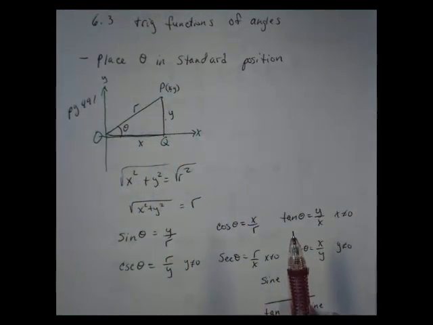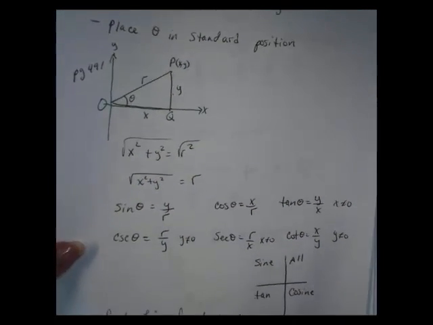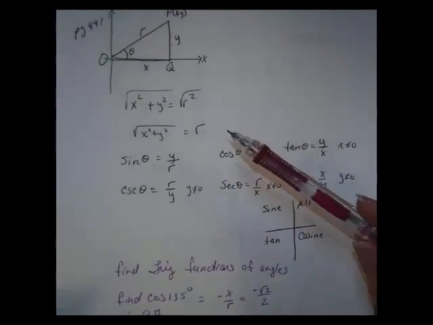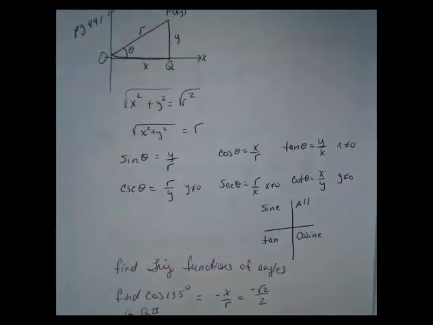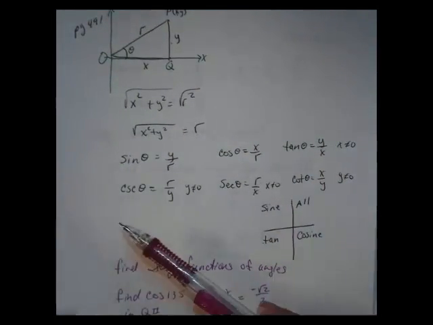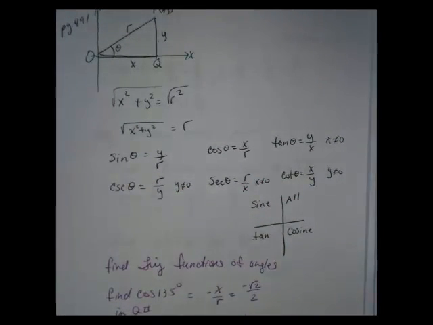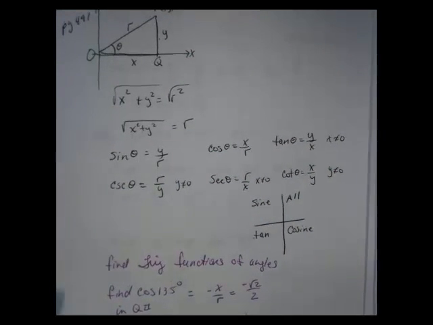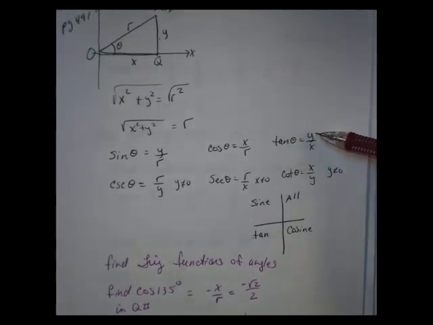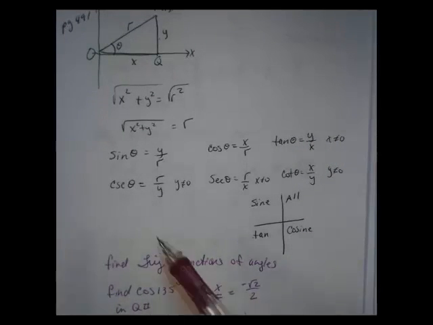We talked about how x squared plus y squared equal to r squared, and how we could solve for r by taking the square root of both sides. And we reminded ourselves of sine theta equals y over r, cosine theta was x over r, and tangent theta was y over x. We had to be careful that x didn't equal 0. And then the cosecant, secant, and cotangent were the reciprocals of those.